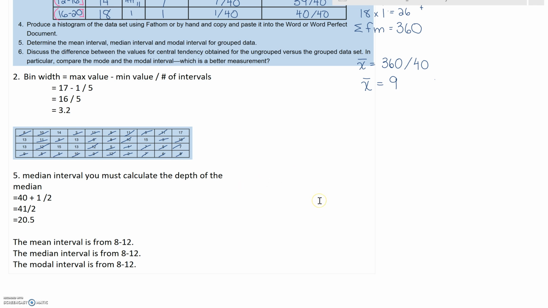Ungrouped would be the better measurement. It's in the question, which is a better measurement, so I'm basically just using the words in the problem. So ungrouped is the better measurement because it's more specific than grouped data. With grouped data, you're using intervals. It's not that bad, but it's still not as specific as ungrouped. Okay? All right.